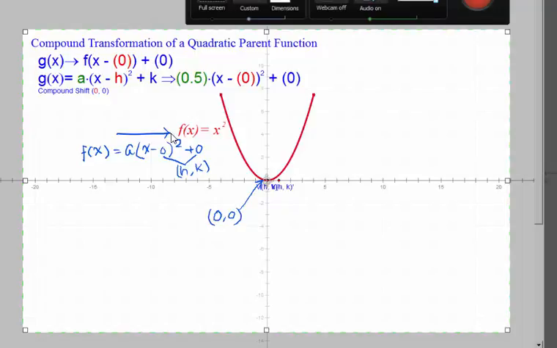So the equation is in vertex form as given here, and this is h, which is 0, and this is k, which is 0. So this is the equation of the parent function of a quadratic function.